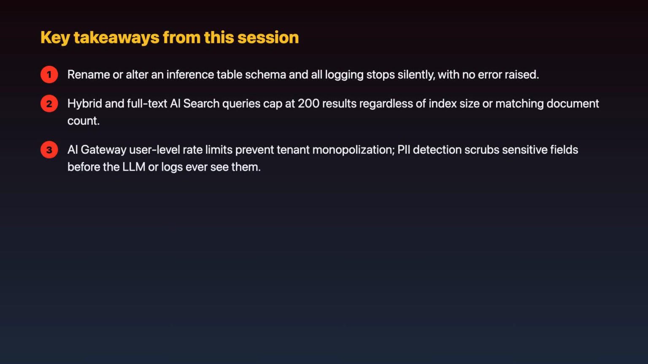3 takeaways from this session. First, rename or alter an inference table schema and all logging stops silently, with no error raised. Second, hybrid and full-text AI search queries cap at 200 results regardless of index size or matching document count. Third, AI gateway user-level rate limits prevent tenant monopolization. PII detection scrubs sensitive fields before the LLM or logs ever see them.